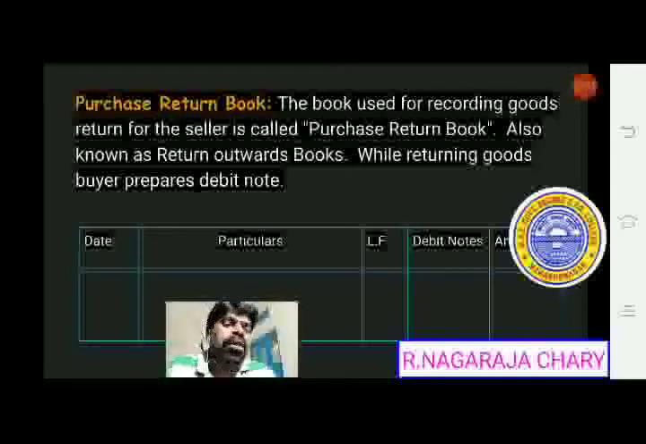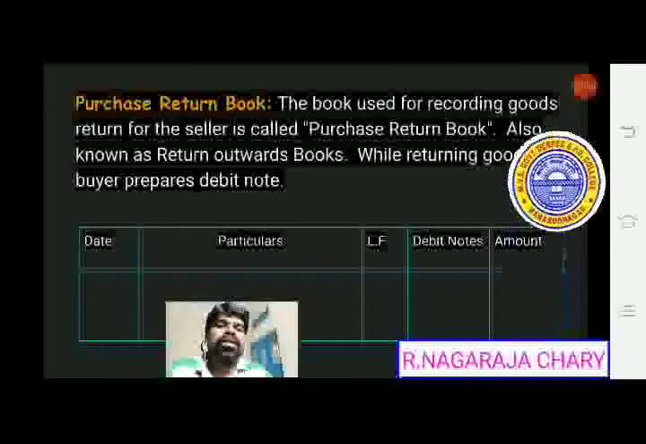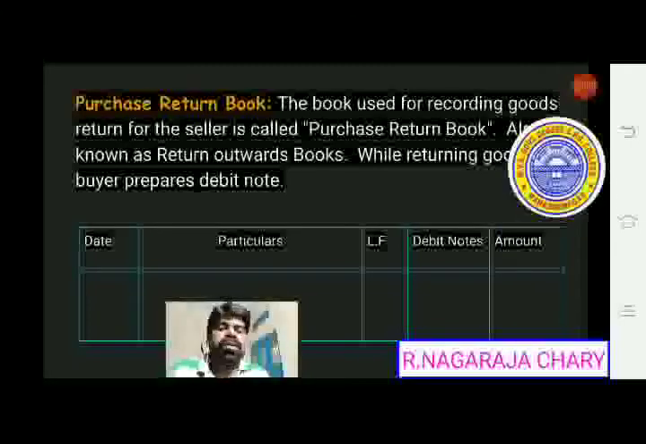Of course, when we are returning material, we have to prepare a debit note, right. Here also we have a proforma, which we have to maintain. The date is to be written, the date on which we are returning the material. Earlier we purchased the raw material on some date, and after that, the date on which we are returning the material is to be written here.